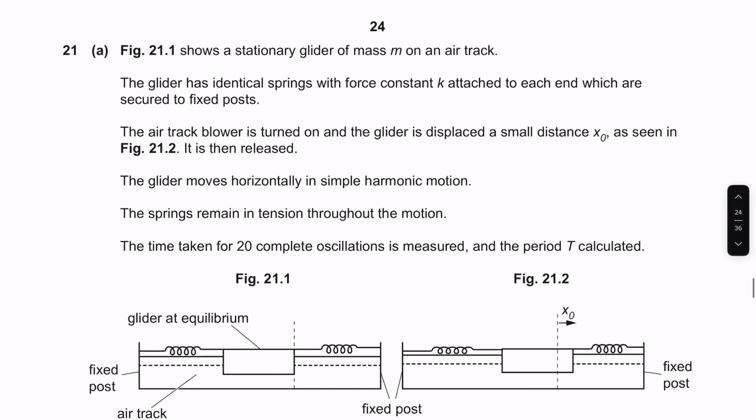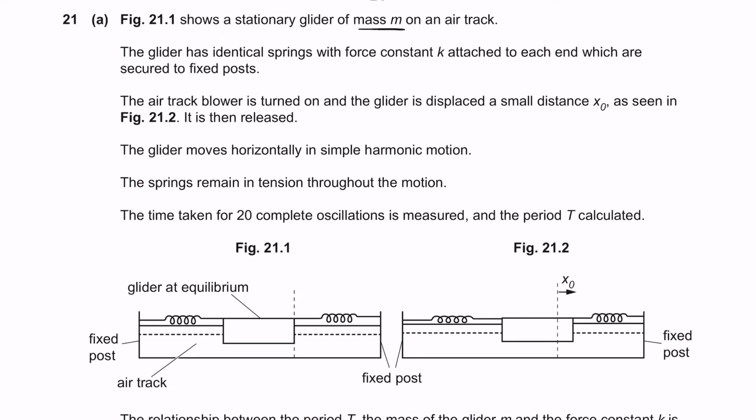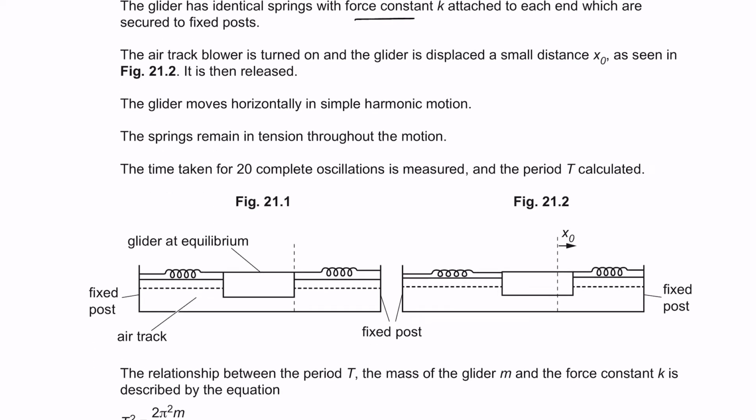Question number 21. Part A, we've been given a diagram which shows a stationary glider of mass m on an air track. The glider has identical springs with force constant K, which is attached to each end, which are secured to fixed positions or posts. The air track blower is turned on and the glider is displaced a small distance x0, as shown in the diagram.